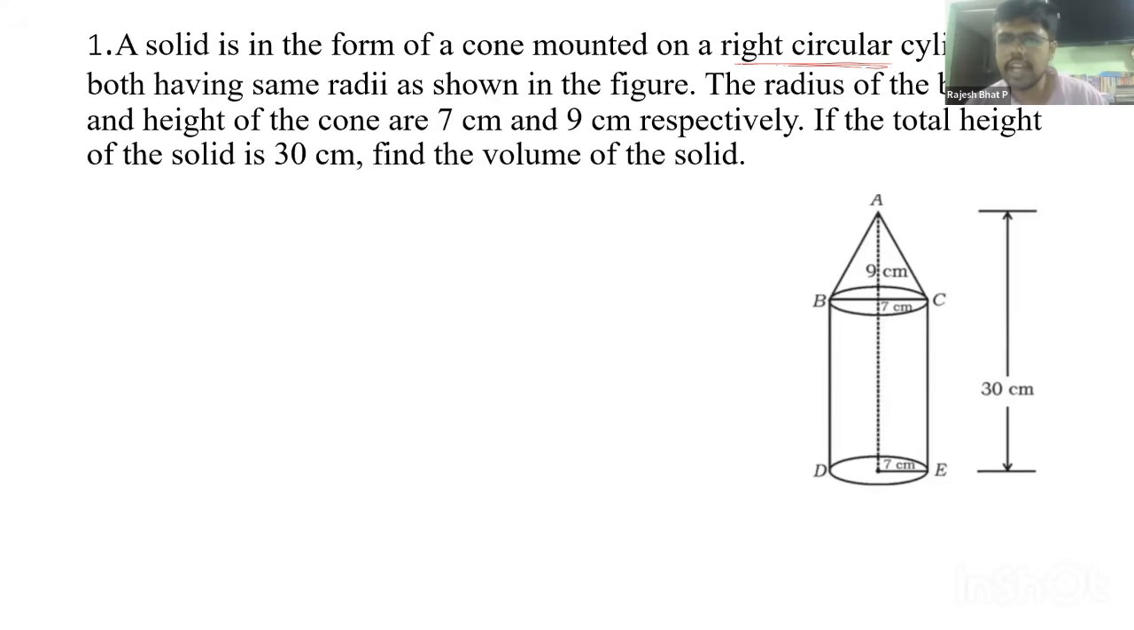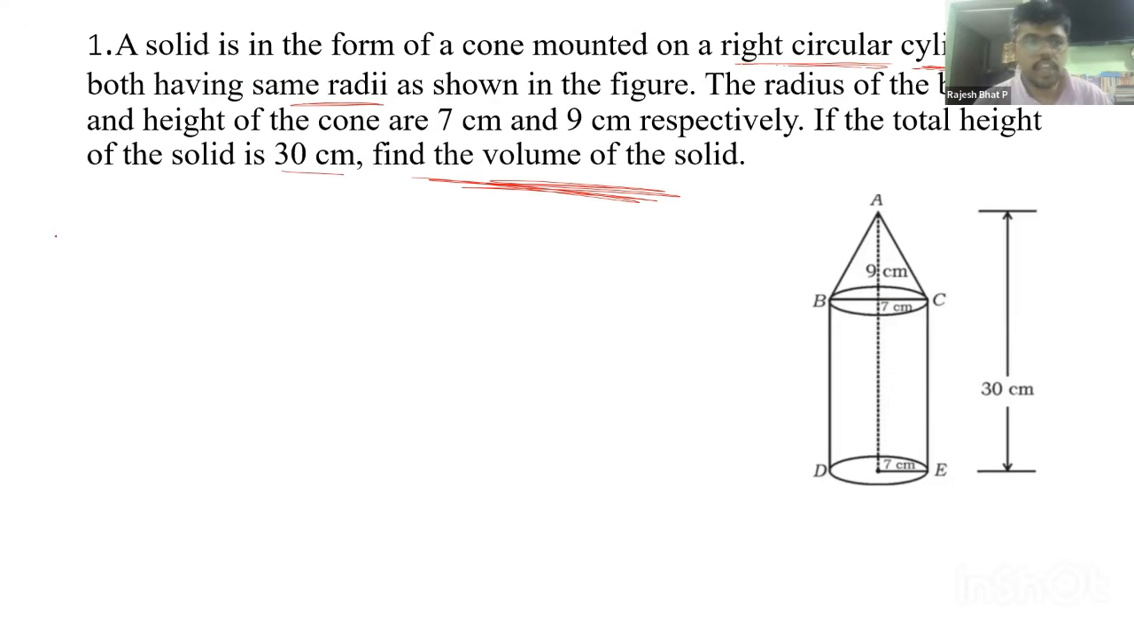Just see, it is a cylinder, and on the cylinder there is a cone, both having the same radii. See this statement: they are telling that the cone and the cylinder have the same radii. And in the figure, the radius of the base and the height of the cone are 7 and 9 respectively. The total height is 30. Find the volume of the solid. So this is the first thing: we read the question and draw the diagram.